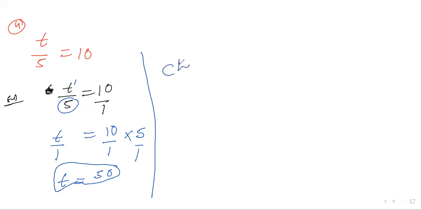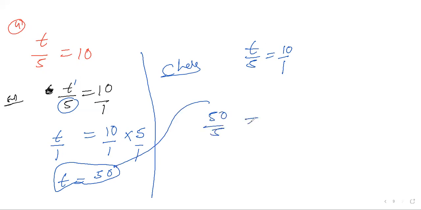Now go for a check. t by 5 is equal to 10 by 1. So substitute the value of t here. 50 by 5 is equal to 10. 5 tens are 50, so 10 is equal to 10. Your answer is correct. Now, clear? Addition I told you just now, multiplication I told you, and now division problem also I explained. Next, I'll take some other complex problem for today.